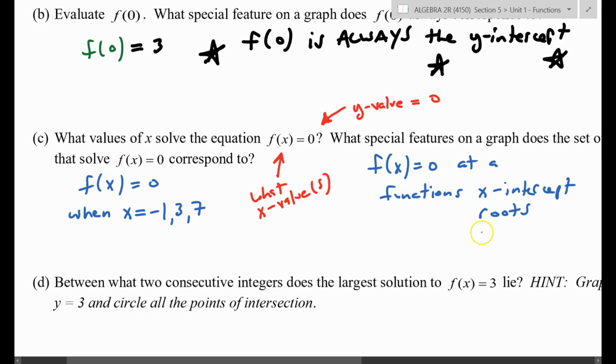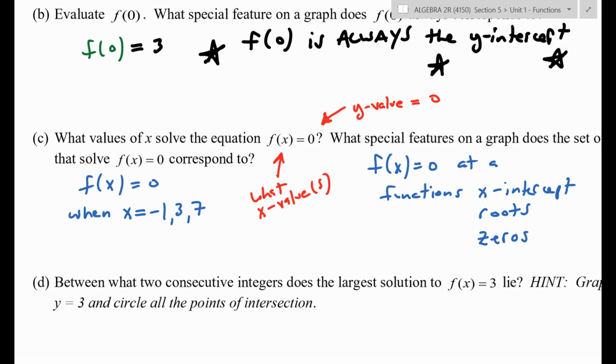Sometimes you hear this word used: zeros. What are the zeros of a function? Guys, if I say what are the zeros of the function, I'm asking you for the roots or the x-intercepts. Those are all synonyms. Synonyms mean words that are the same, right?